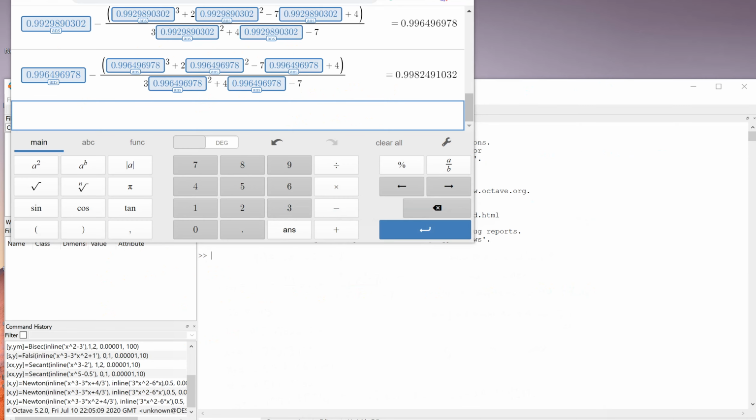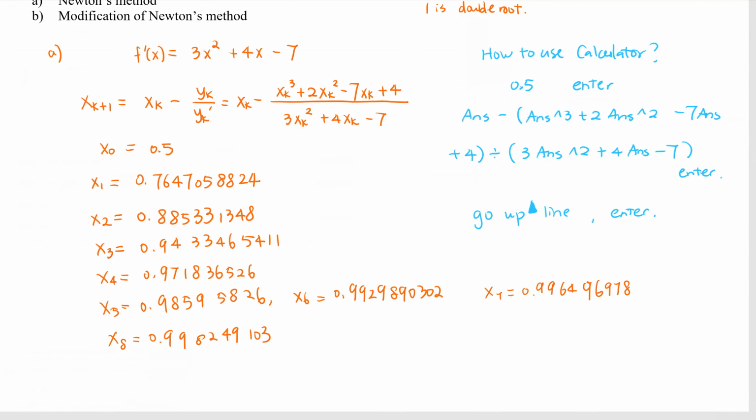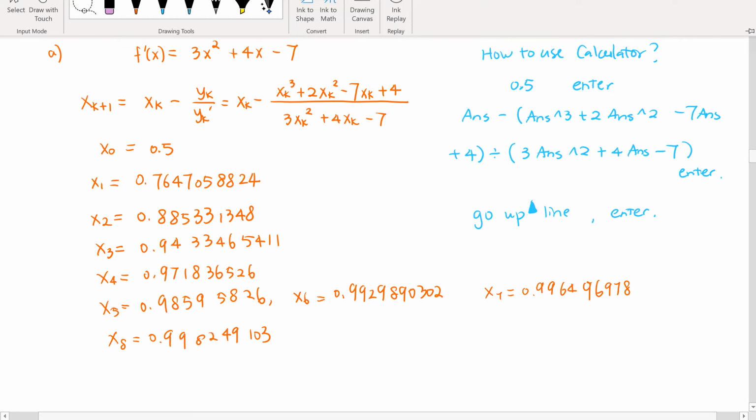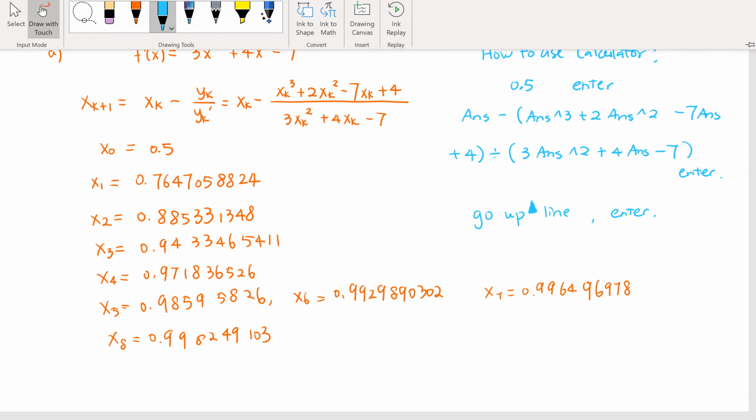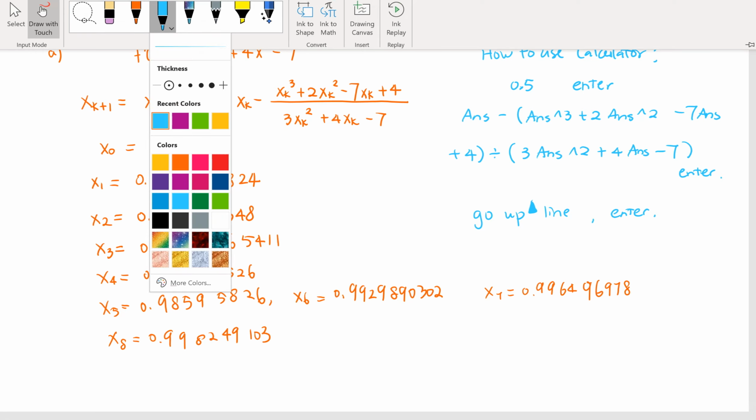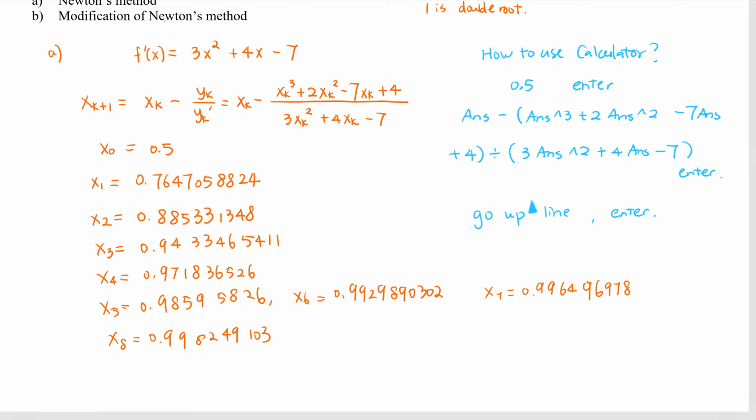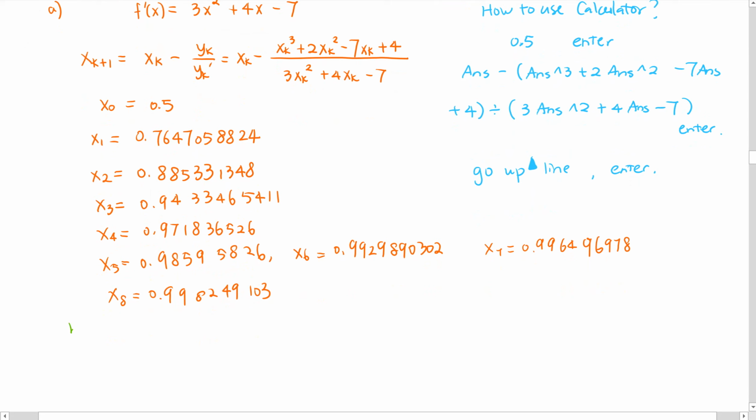Oops, where is it? Okay. Let me change to a different color here. How about green? Okay. So, modified Newton's method.